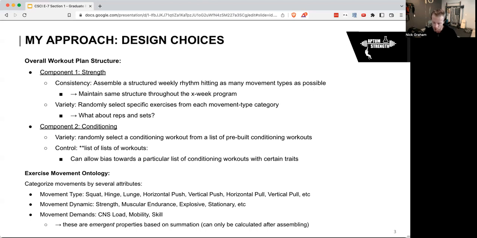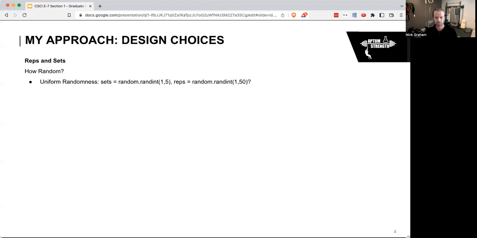And something that was also a little bit interesting and challenging is that there are also some emergent properties based on the summation of some of these, the way that these exercises, when stacked together, impact a training program. So for example, if you're doing squats one day, deadlifts another day, these are things that have high CNS load. If you're doing that day after day after day, it can become additive, as opposed to if you space those out, or have weeks that are high demand and weeks that are lower demand. So that was another challenge that I had to tackle as part of this project.